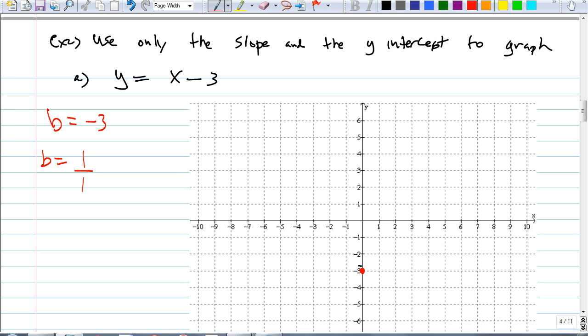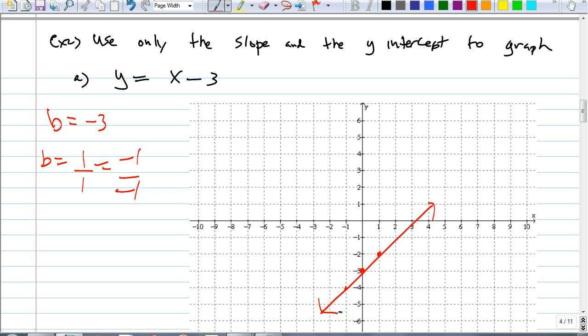Then what do I do next? Sarah, since my slope is 1, what do I do? Yeah, I go up 1 from where the y-intercept was, up 1 to the right 1. Or if I wanted to, isn't that the same as negative 1 over negative 1? So could I go down 1 to the left 1 too? Yeah, they're still collinear. So guess what? I just connect them.